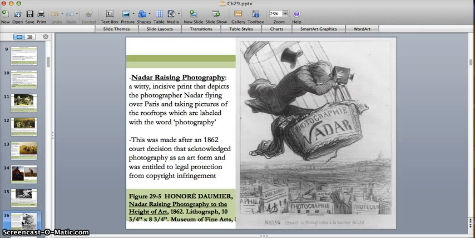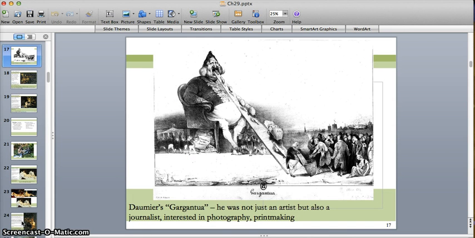So I threw in another one, Nadar raising photography to the height of art. Just to throw that in there, photography is recognized during this period as a respectable art form. We see artists are now entitled to legal protection, so people aren't able to copy their work. So that's important. But then this one is the one I was talking about, Gargantua. Another example of Daumier's interest in satire, making fun of political figures, and he really sided with the urban working class. So all of his work was really in favor of them.